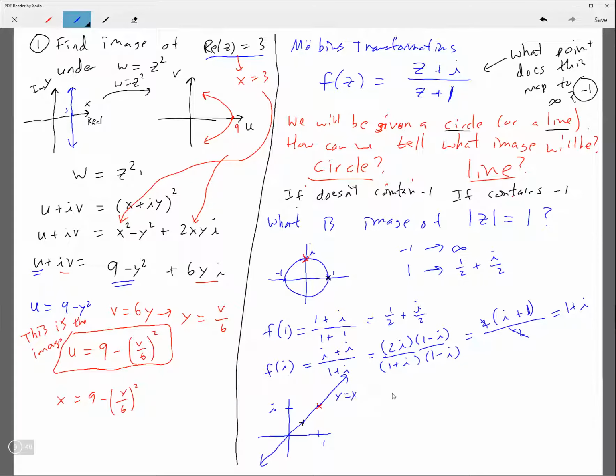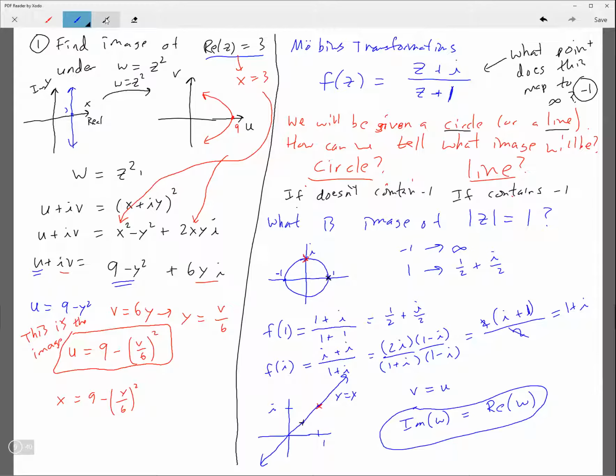Well, this is y equals x, but we're supposed to put it in terms of v and u. So y equals x is the line; v equals u would be the thing. Or you could also say the imaginary part of w equals the real part of w. That would be an equation of it. Or maybe this form would be okay too. And then here's a picture of it. So this maps to here.